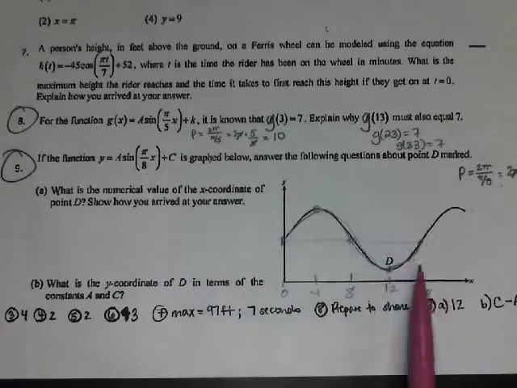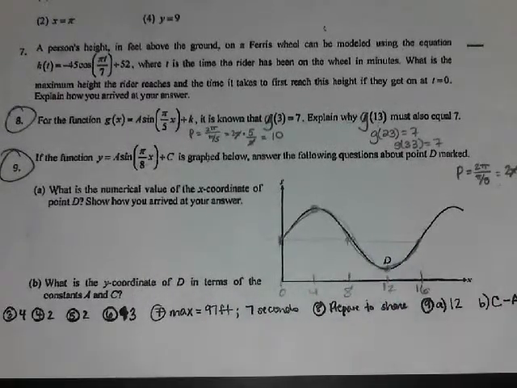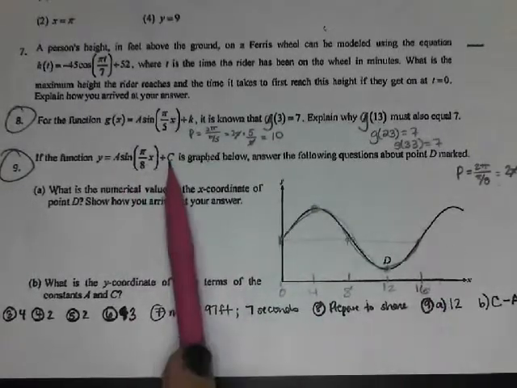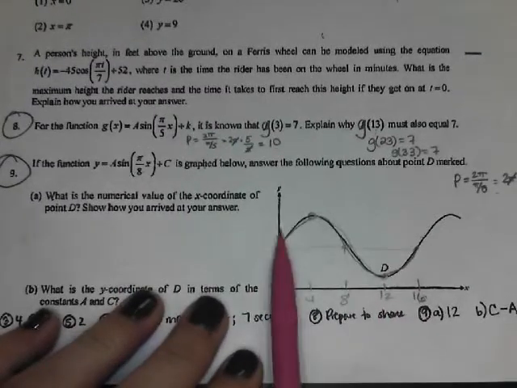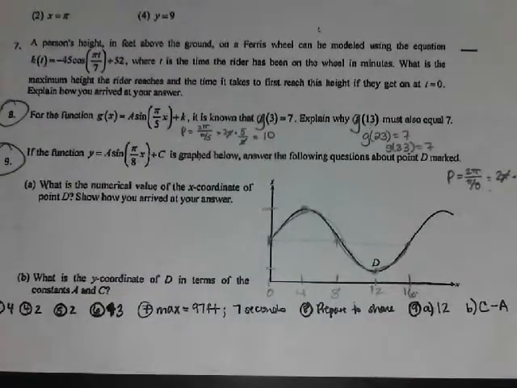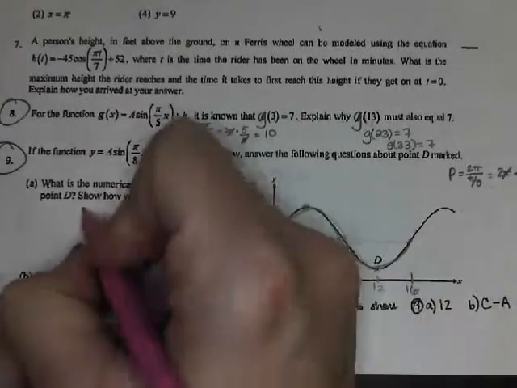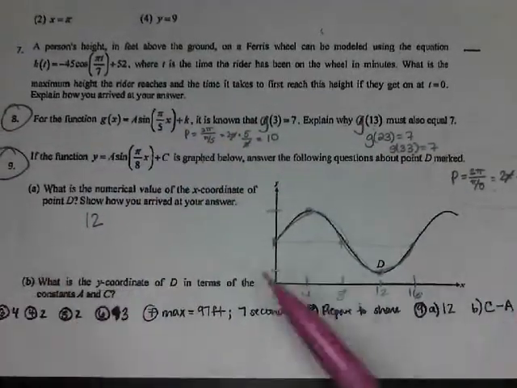So answer the following questions about point D. So we probably did need to know that 12. We don't have any other information about midline C or amplitude A, so we don't really know what this minimum and this maximum would be. But question A says, what is the numerical value of the x-coordinate? 12. That's 12 comma something. Show how you arrived at your answer? Kind of by that. That's showing it.